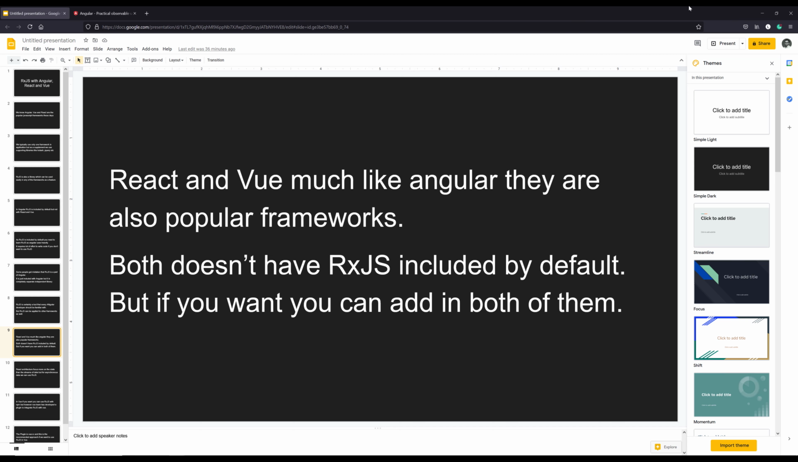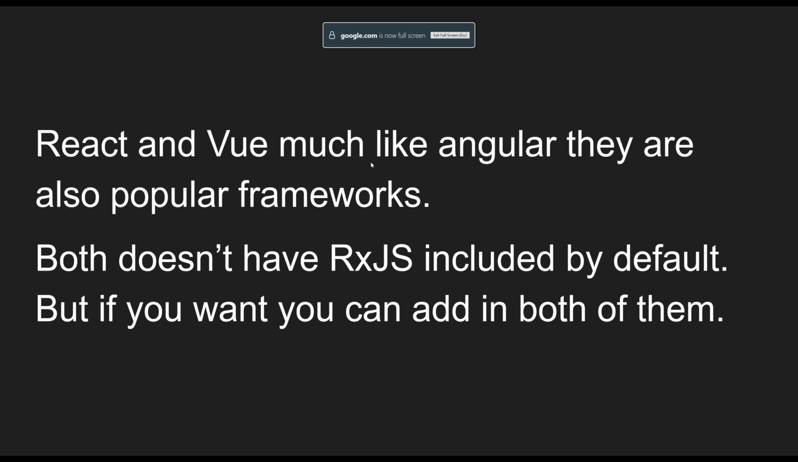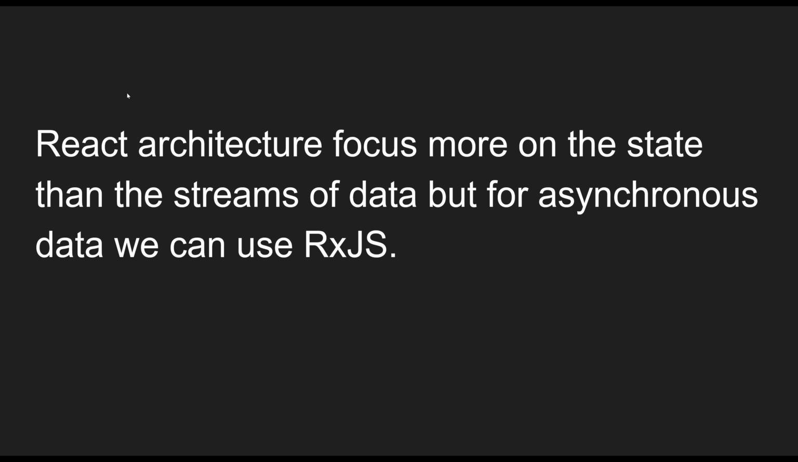Now, coming to React. Let's see how it is in React and Vue. Much like Angular, they are also popular frameworks, as we already know. Both don't have RxJS included by default. At the time of this recording, RxJS is not included by default in either Vue.js or React.js. But if you want, you can add it to both of them. React's architecture normally focuses more on the state, maintaining the state and all those things, rather than streams of data. But for asynchronous data we can use RxJS.